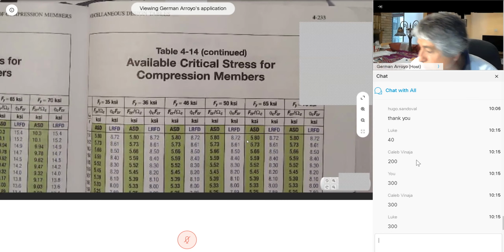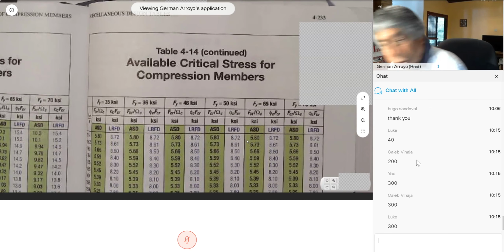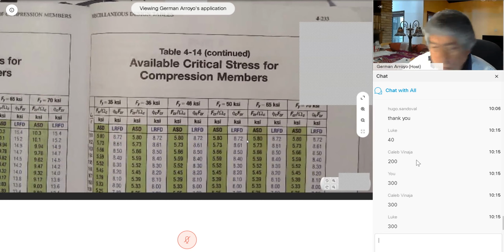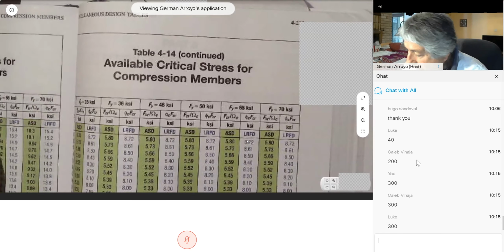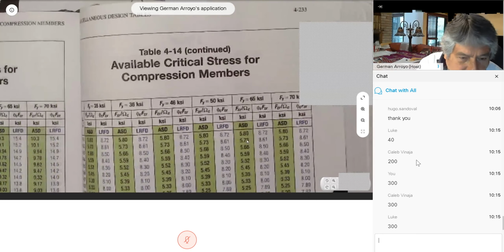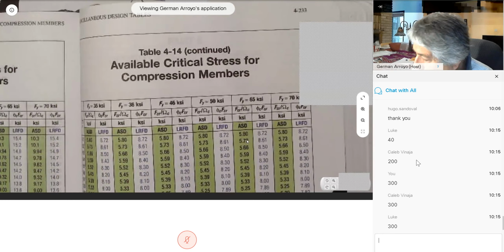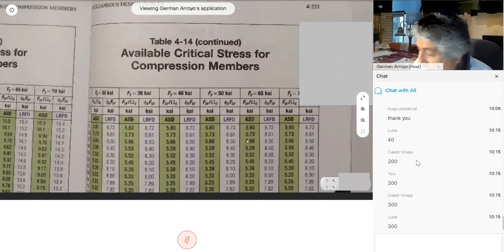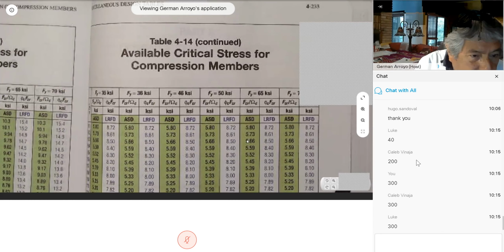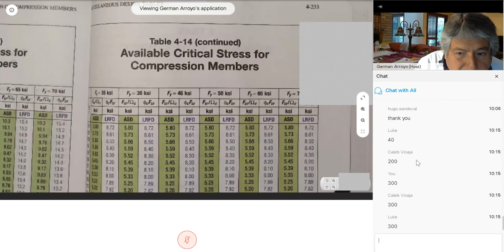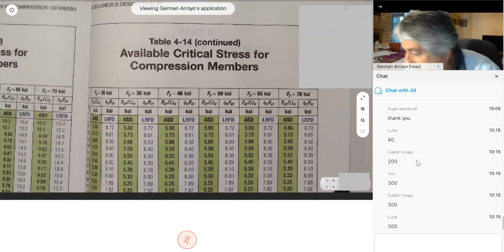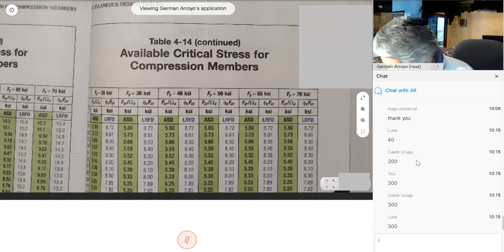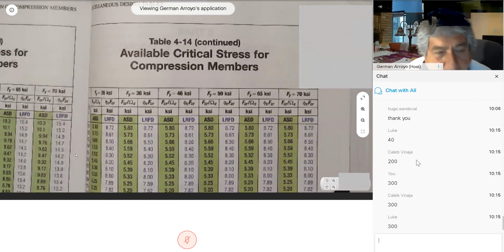Now I want you to go from page 4-233 to the previous page, and I want you to find me the value of KL over R when all the values are the same. It doesn't depend on 35, 36, 46, 50, 65. See if you can find me at what value of KL over R the values don't change. They are the same no matter what type of steel.